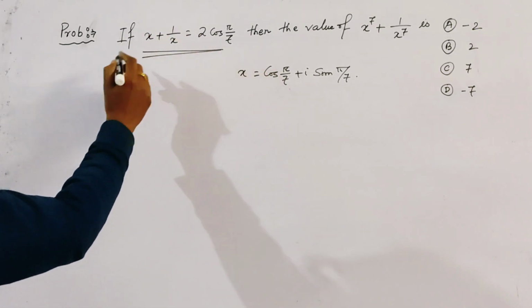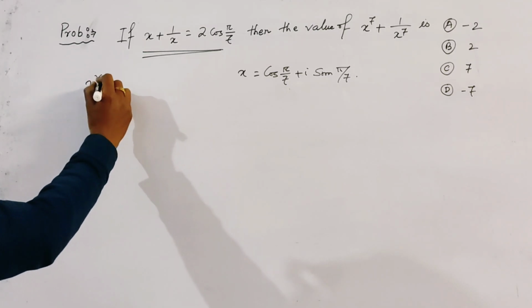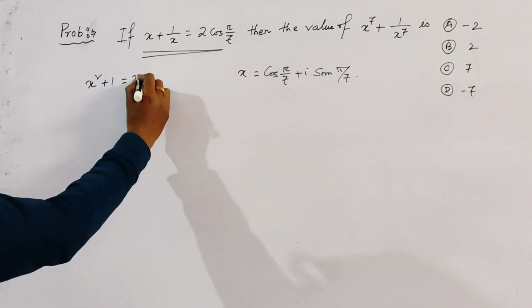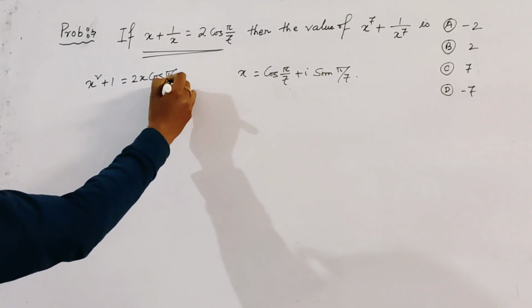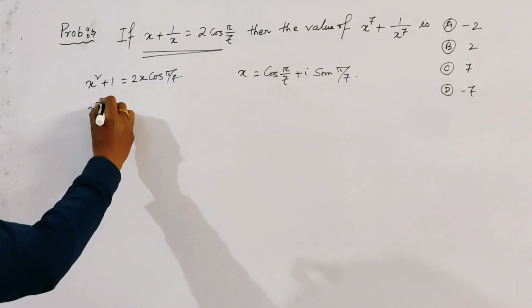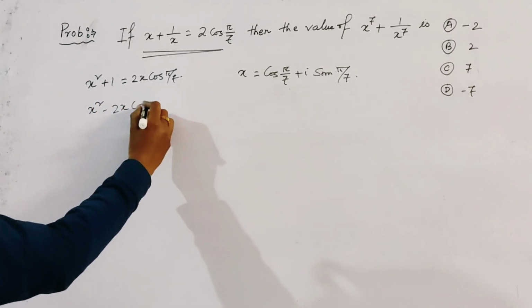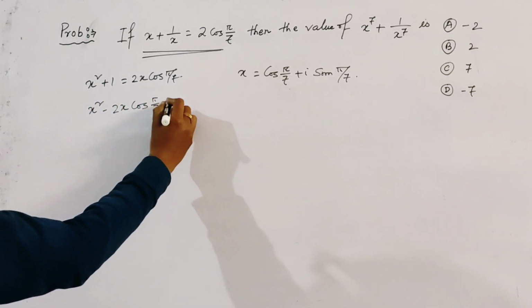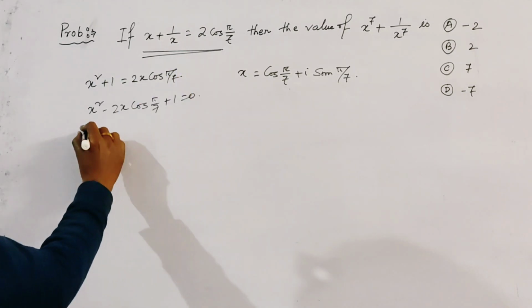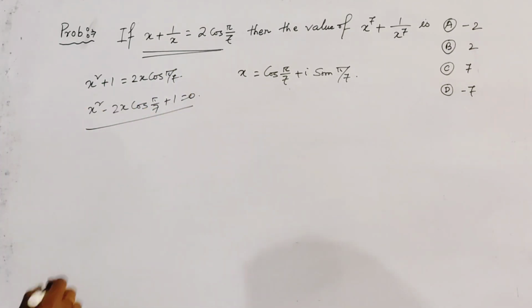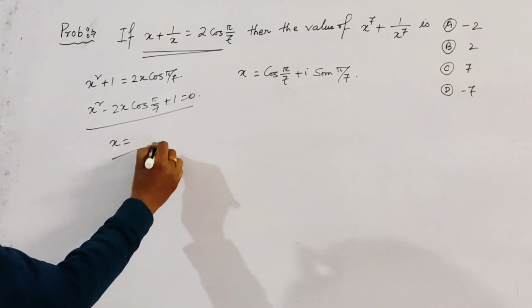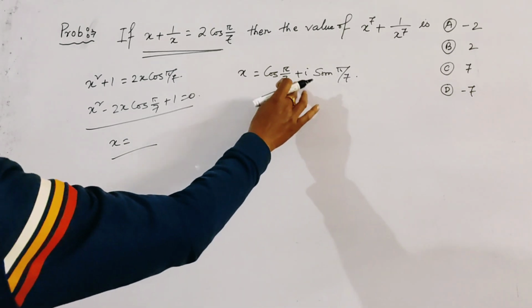If we make a quadratic equation, x square plus 1 is equal to 2x cos pi by 7, so x square minus 2x cos pi by 7 plus 1 is equal to 0, and using Sridharacharya's formula we get the value of x from here. This is a complex number, which is this.